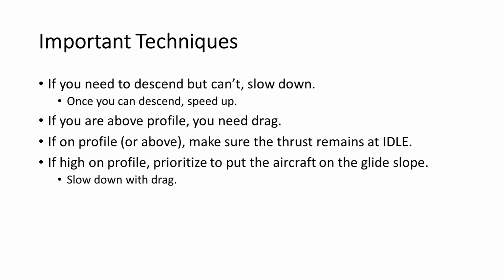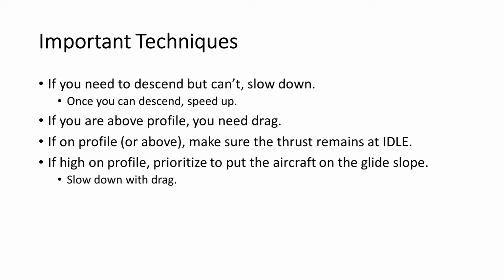The other important thing for descent management is that if you are high on profile and getting close to the approach, you need to prioritize to put the aircraft on the glide slope. That is very important, because if you don't, you will get above the glide slope, and then you have to do the glide slope capture from above procedure. And that means that the workload will get much higher. And if you do that procedure incorrectly, it will go into alt star and alt, and then the workload will go through the roof. So it's very important to put the aircraft on the glide slope.